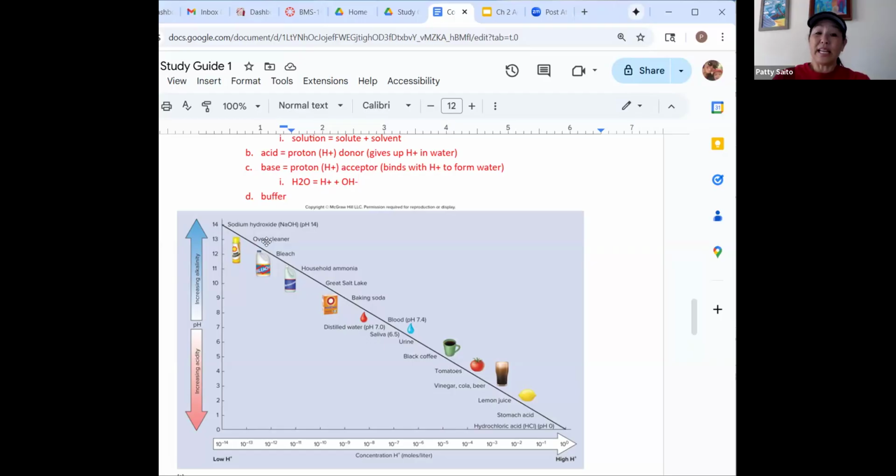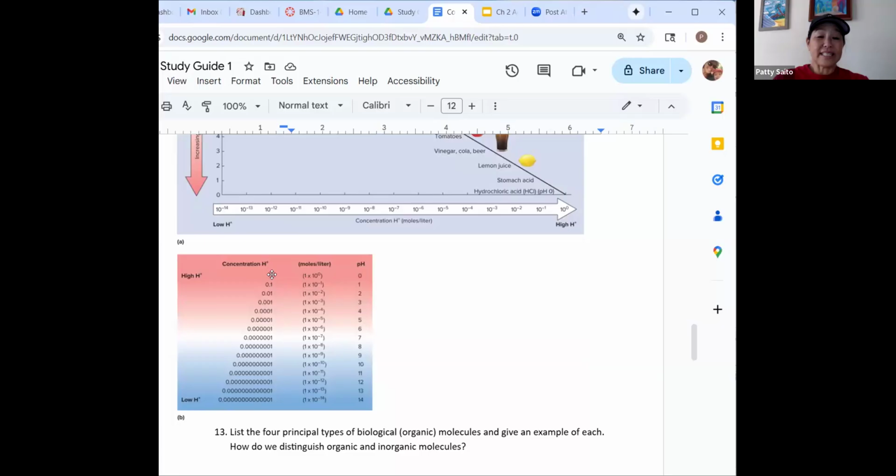So a pH of 14, sodium hydroxide, has a very high pH but a very low hydrogen ion content. Versus when we get down here to stomach acid, hydrochloric acid, which has a pH of 1 or less than 1, it has a very high hydrogen ion content. So if we wanted to know the concentration of hydrogen ions, you can see how the higher the pH, the lower the hydrogen ion content, versus the other way around.